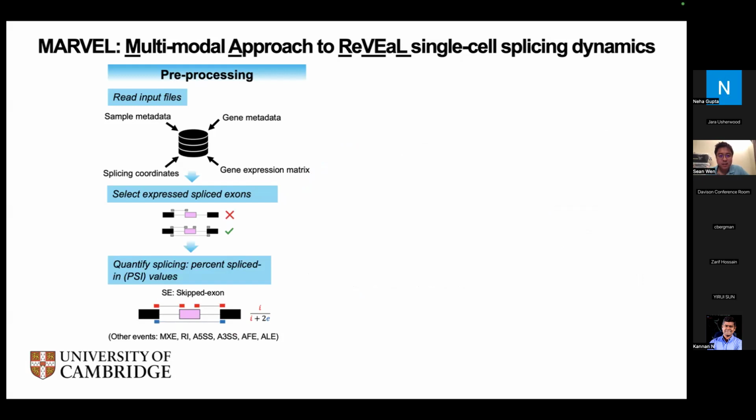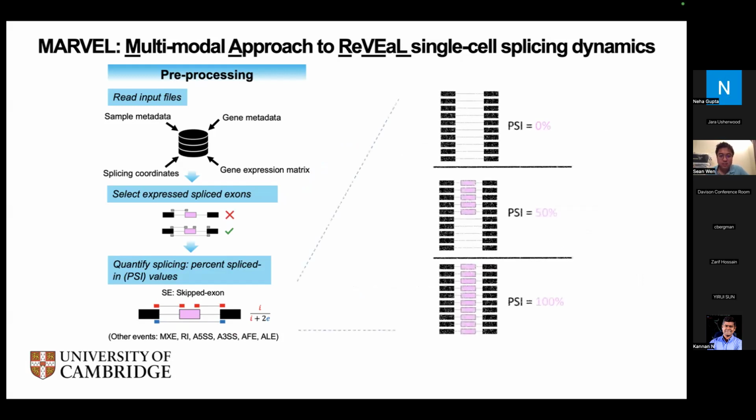Next, after we've detected a confident set of splicing events, the next natural thing to do is to quantify these splicing events. Just like how we quantify gene expression, we also have to quantify isoform expression. The unit of measurement for splicing here is percent spliced in. What this simply means is that if we have a percent spliced in value of 0, all molecules in that cell don't express that particular exon. If we have a PSI value of 50%, it simply means that half of the molecules in that cell express the pink exon. And of course, you might have guessed, if we have a PSI value of 100%, it simply means that all molecules in that cell express the exon of interest.